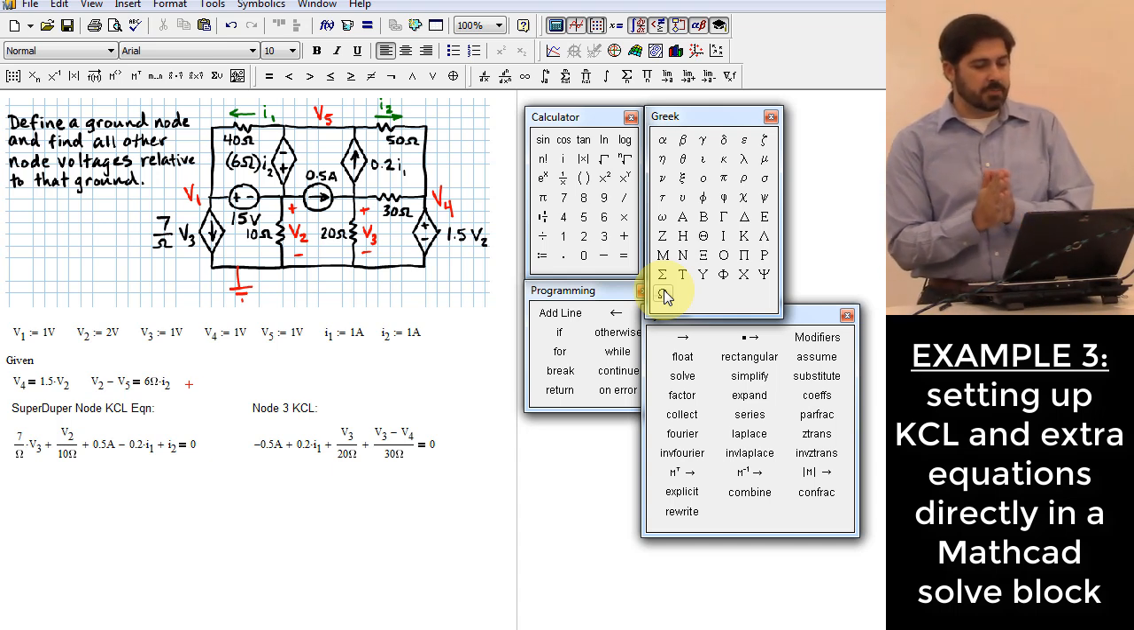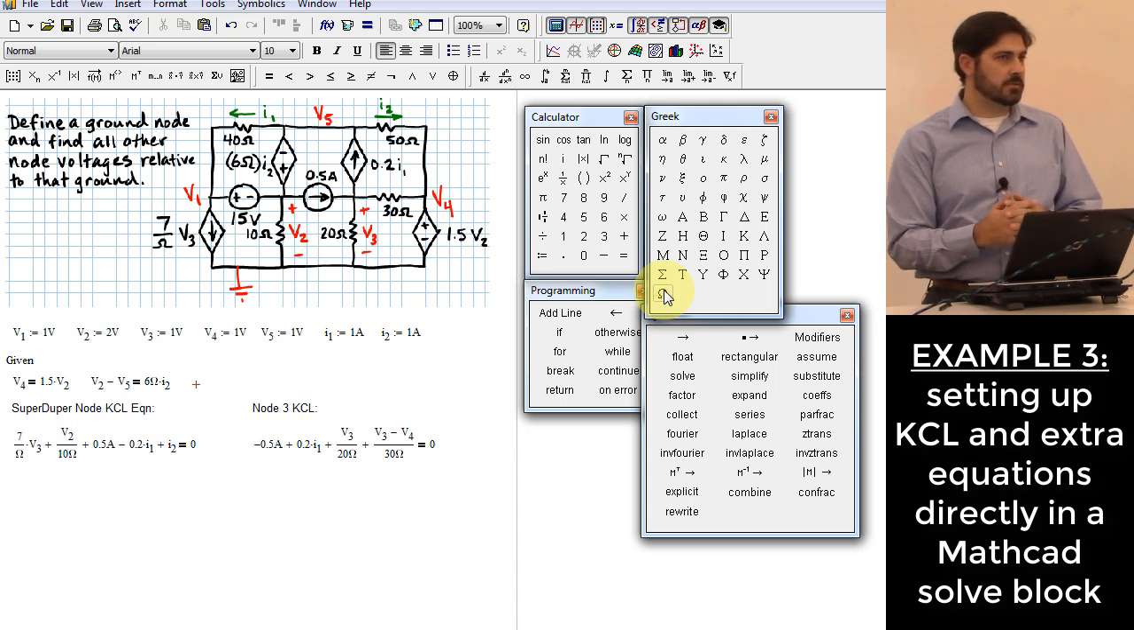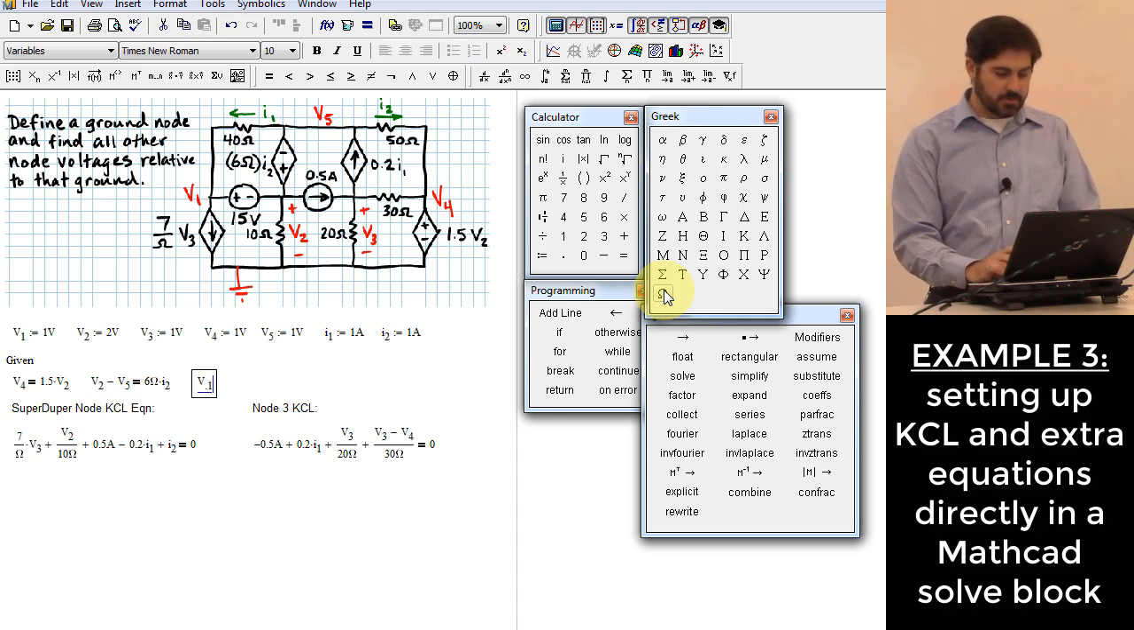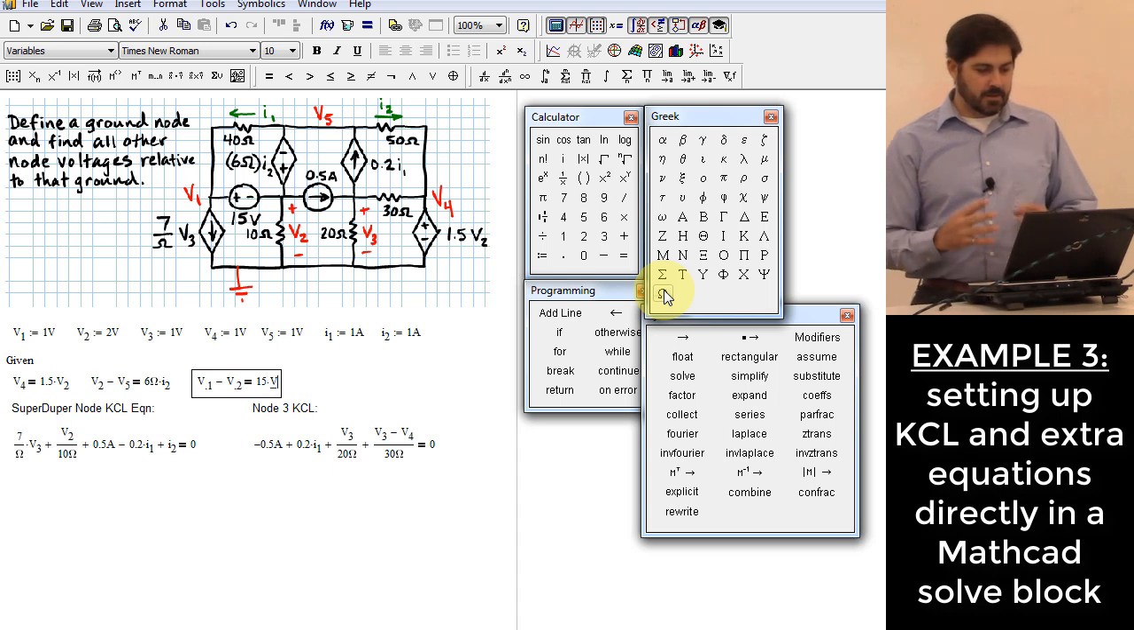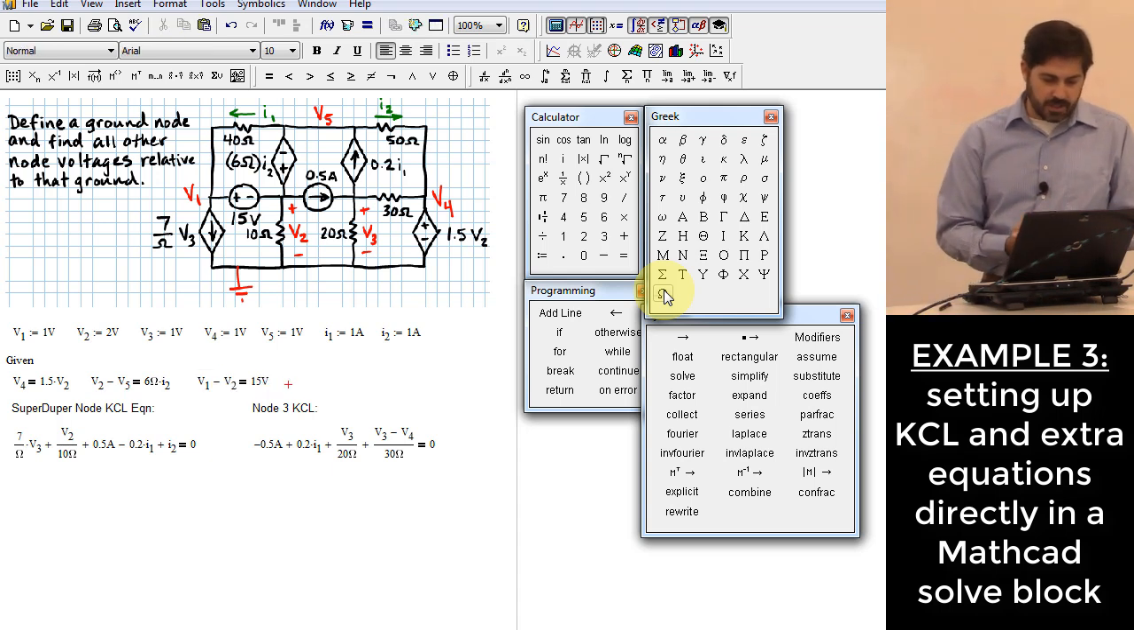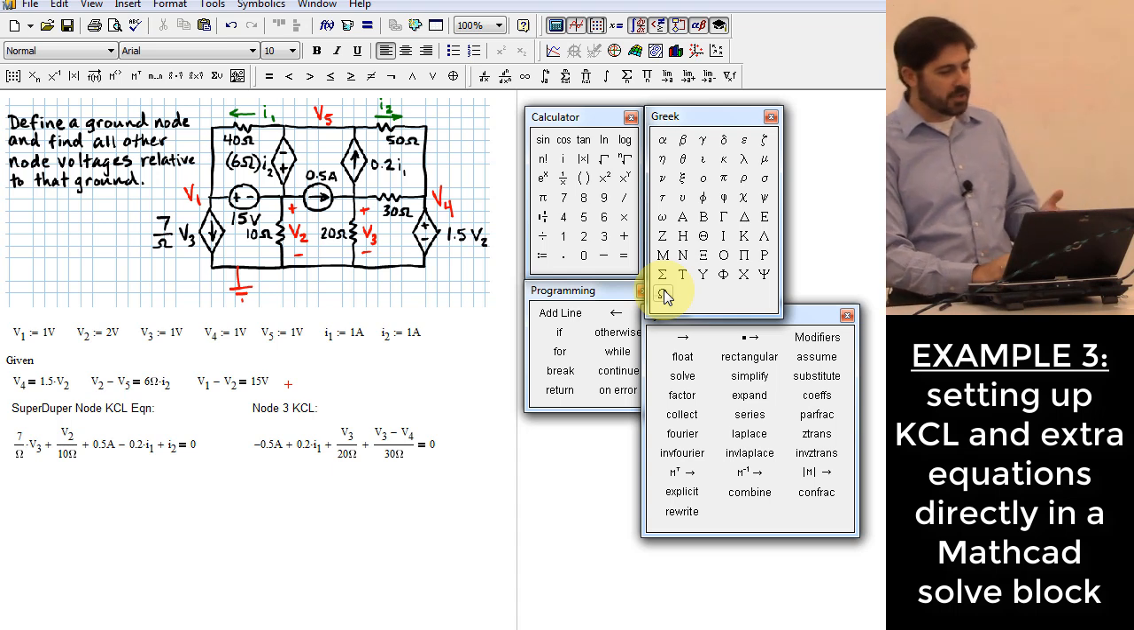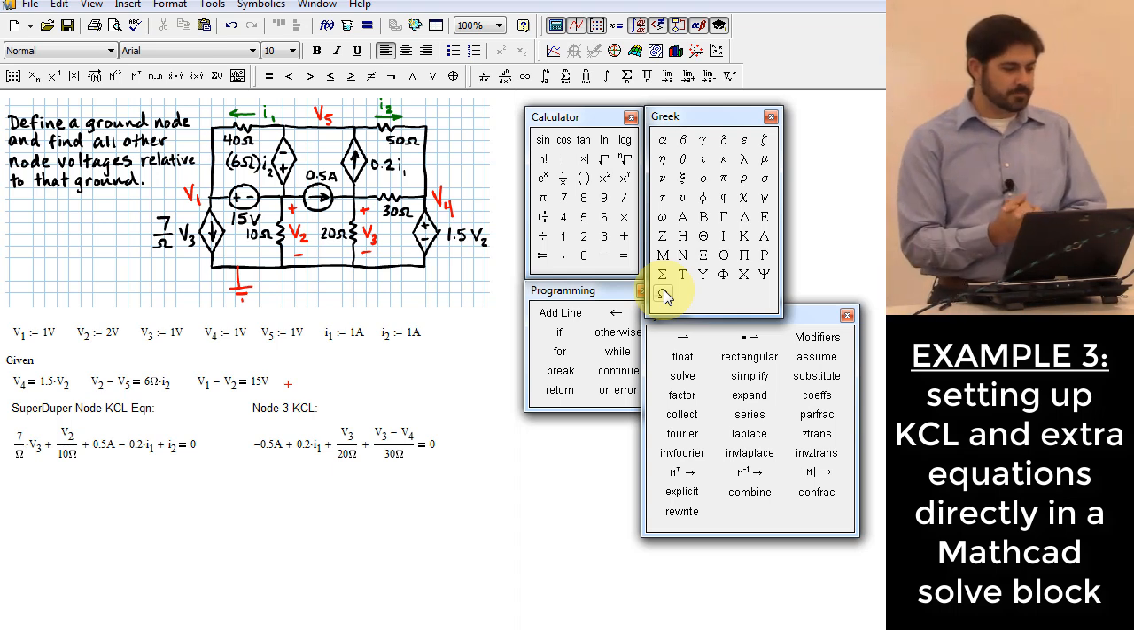Let me ask you this. Is there a relationship between V2 and V1? Okay. Yeah, V1 minus V2 is equal to 15 volts. Now you might go, okay, did that help us at all? I just added an equation, but I also added one more unknown. We didn't have V1 in there before, right? Let's keep digging, okay?